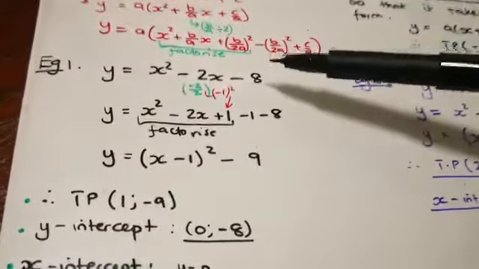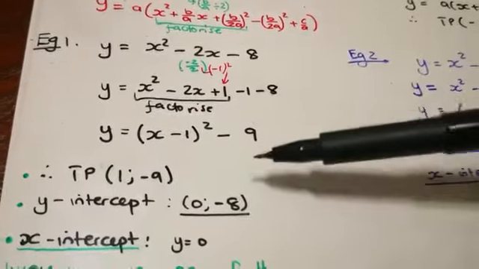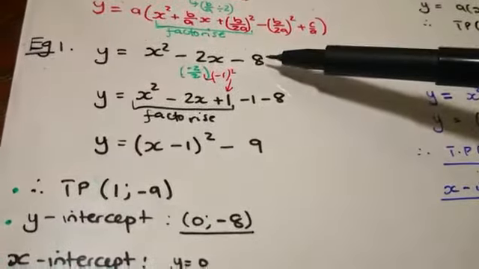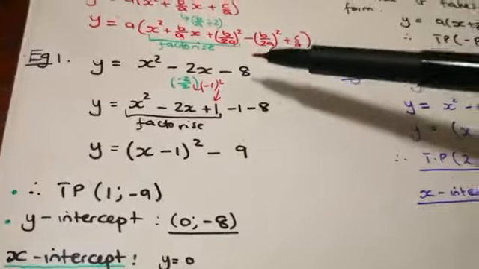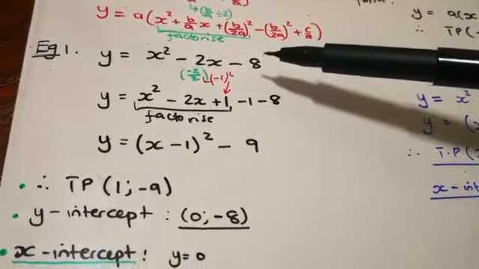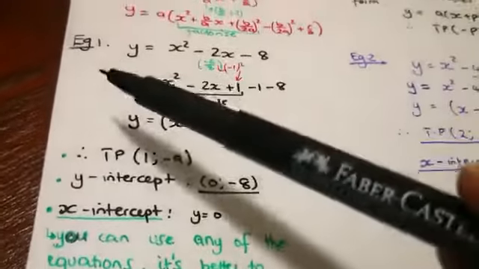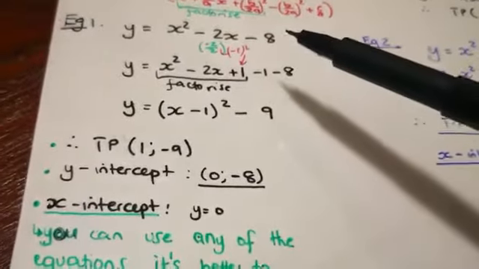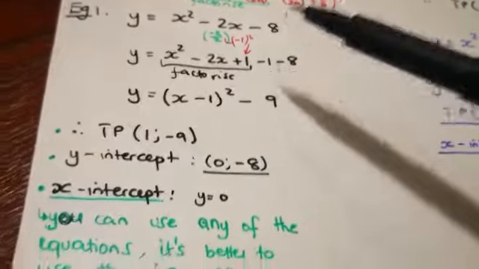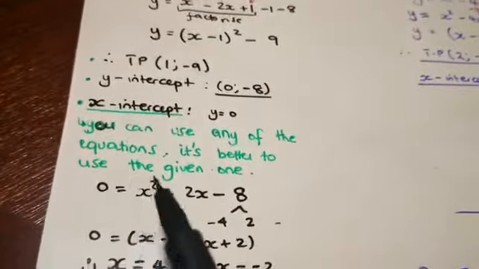So now to find the x-intercept, you can use any of these equations. You can use this one or you can use this one. But I advise that you use the given one in case you have made a mistake on this one. So it's better that you use the given one. All right, so that's what I did.